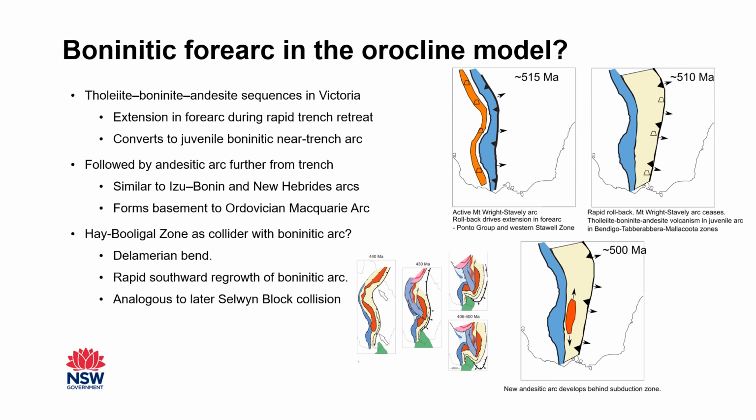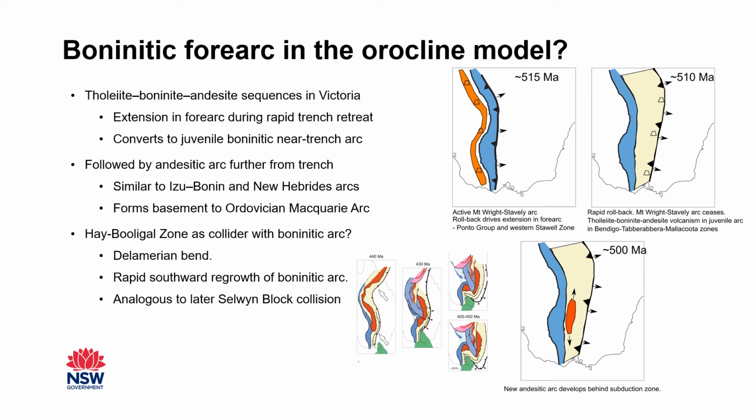How does this fit into the Lachlan orocline model? Well, the action in the orocline model comes later. Here we are concerned with the step from the Delamerian Mount Wright, Menindee, Stavely arc to the nascent Macquarie Arc. The Victorian boninitic tholeiite andesite sequences appear to be formed by extension in the former forearc during rapid trench retreat. This was followed by nucleation of a truly andesitic arc further back from the trench, which then grew laterally, analogous to the Izu-Bonin and New Hebrides arcs. Continuation of this system led to the Ordovician Macquarie Arc.